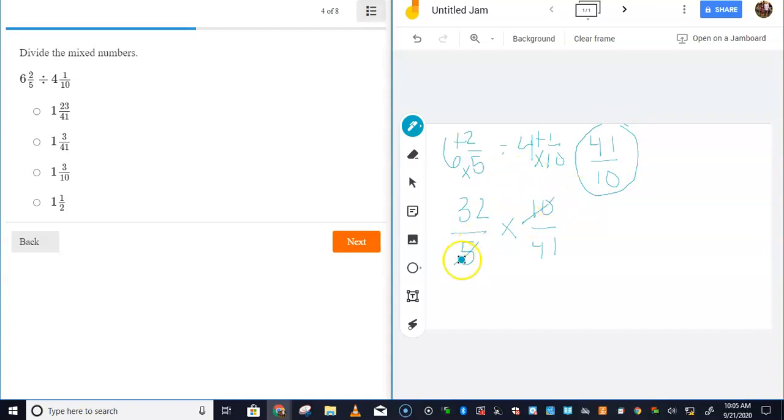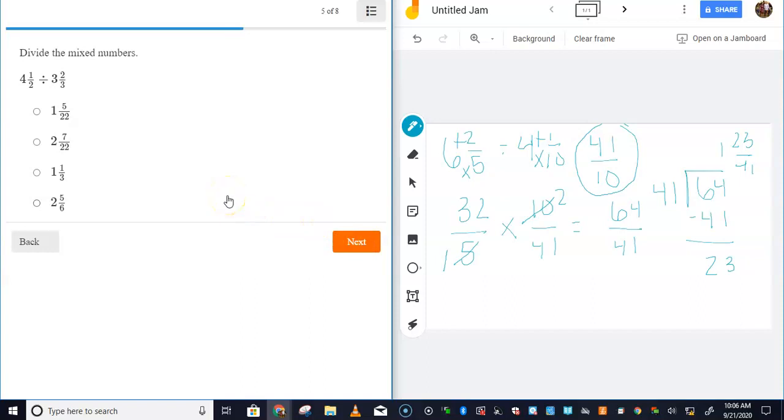I'm going to cross cancel with my 5 and my 10. 5 goes into 5 once. 5 goes into 10 twice. 32 times 2 is 64 over 41. I'm going to do 64 divided by 41. That goes in there once. 4 minus 1 is 3. 6 minus 4 is 2. So I have 1 and 23 over 41.